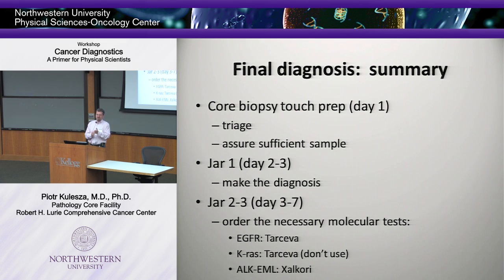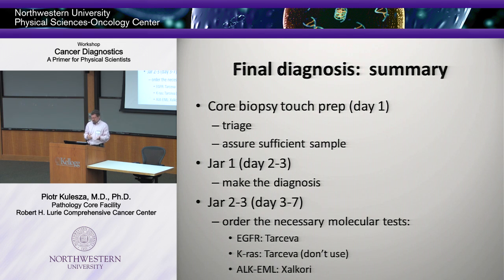And one tiny little core biopsy, smaller than a grain of salt, is not going to be sufficient to do everything. So I will have exhausted jar A by merely doing my immunohistochemistry. That's why I have jar 2 and 3, because I need to order the necessary molecular tests. And this is a list of common tests in lung diagnostics that are now standard of care.